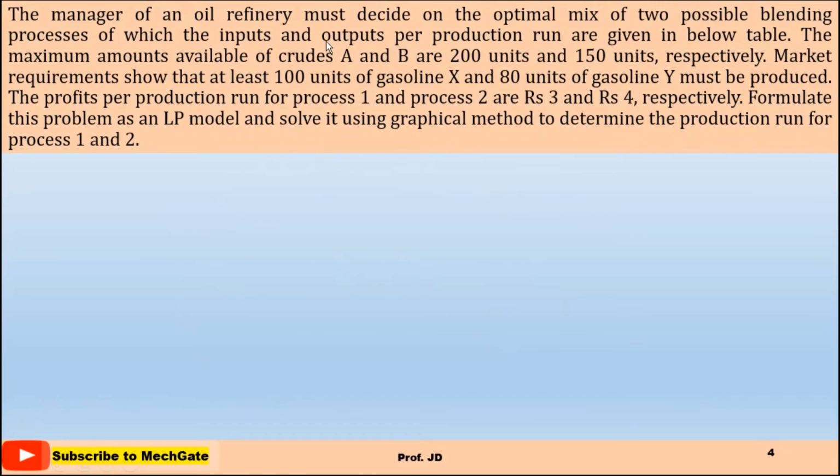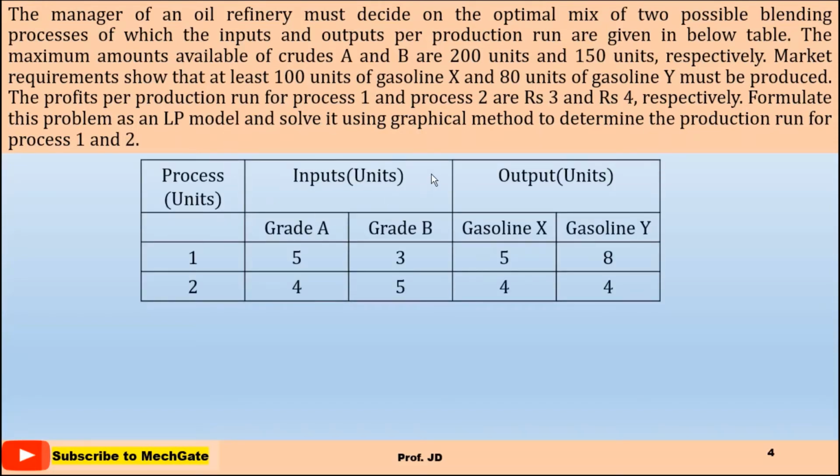Let's solve one more problem. A manager of an oil refinery must decide on the optimal mix of 2 possible blending processes, of which the input and output per production run are given. This is a blending problem, in which we blend 2 oils to get 2 types of gasoline, X and Y, right? This is the table which is given.